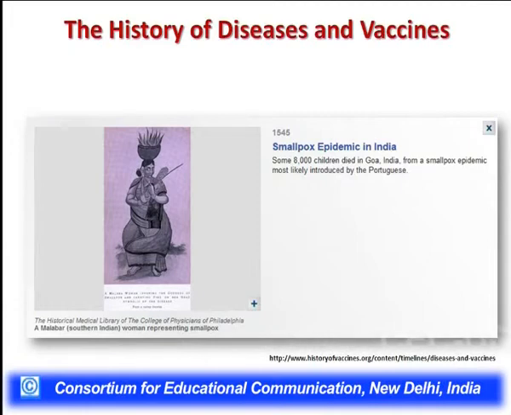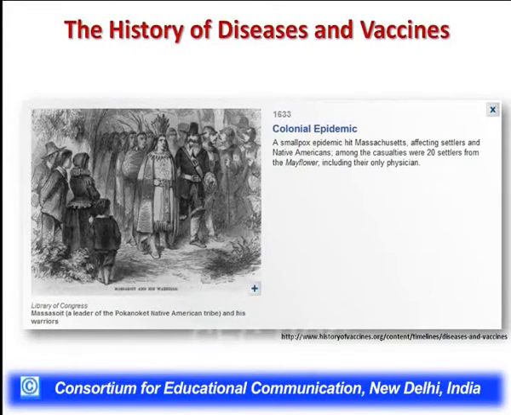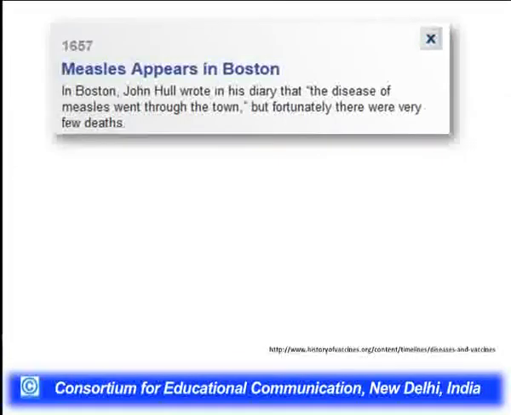Subsequently, smallpox also affected North America. We can see the picture over here, which is from the year 1625. The colonial epidemics also increased. A smallpox epidemic hit Massachusetts, affecting the settlers and the Native Americans. Among the casualties were about 20 settlers from the Mayflower, including their only physician. Now, in the year 1657, measles appeared in Boston town. One of the doctors wrote in his diary that the disease of measles went through the town, but unfortunately, there were very few deaths.